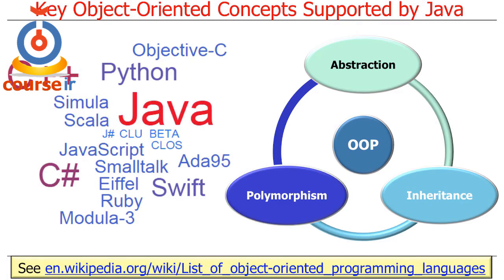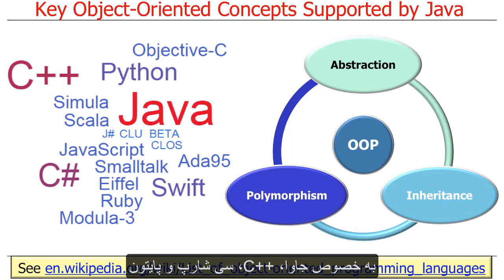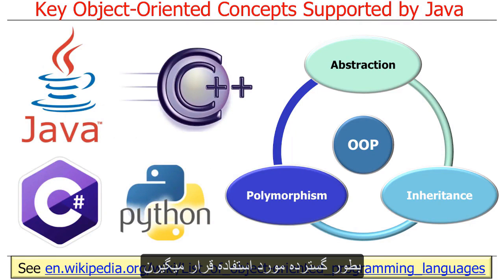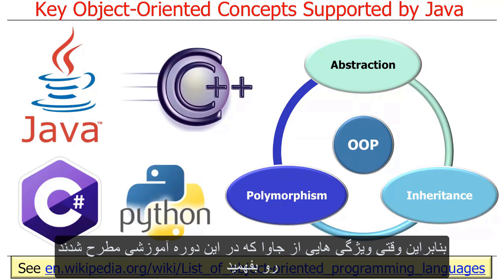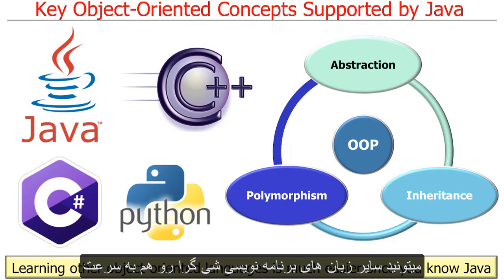Many popular programming languages implementing these object-oriented concepts are in widespread use today, particularly Java, C++, C#, and Python. Therefore, once you understand the features of Java covered in this MOOC, you should be able to learn other object-oriented programming languages quickly and easily.